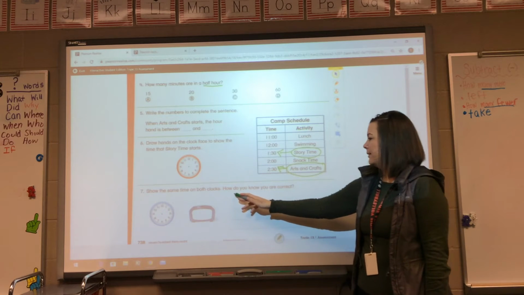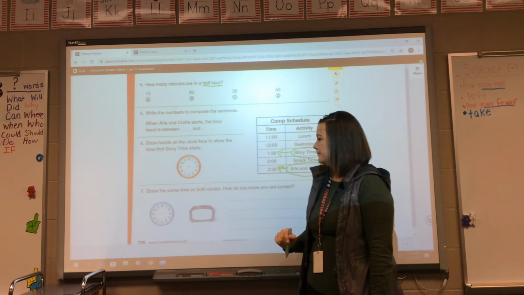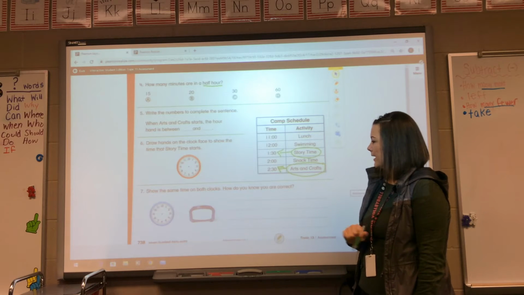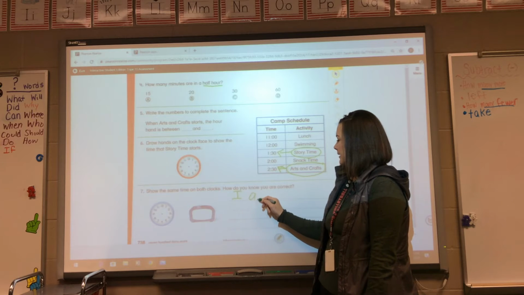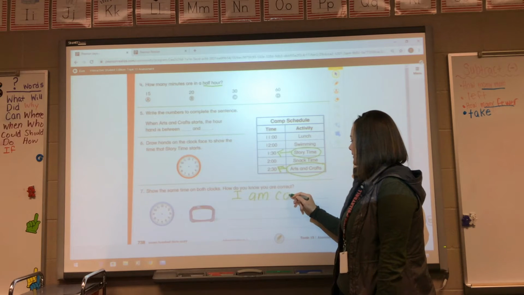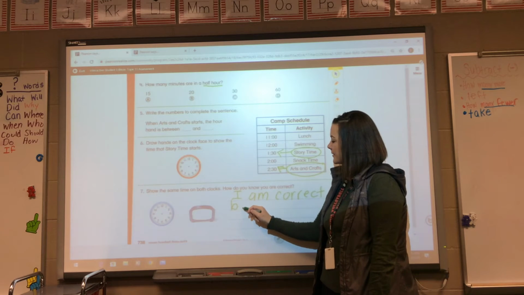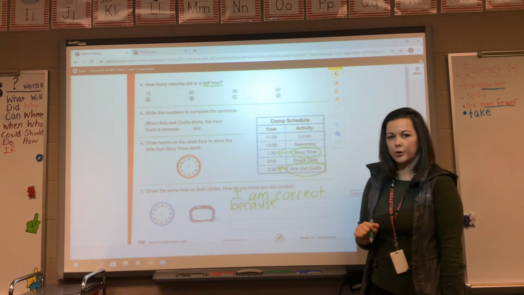Show the same time on both clocks. How do you know they're correct? Pick a time and make the same time here. And then tell me how you know you're correct. I am correct because, and then tell us how you know.